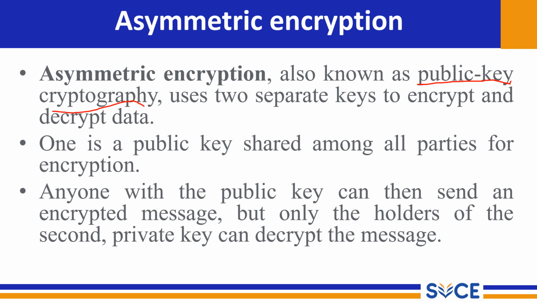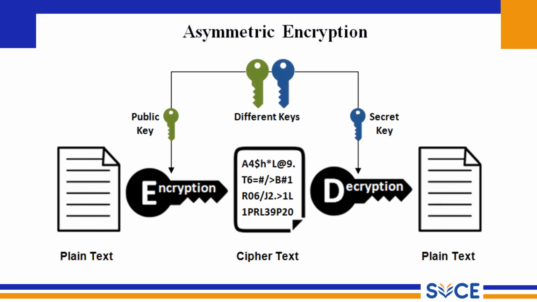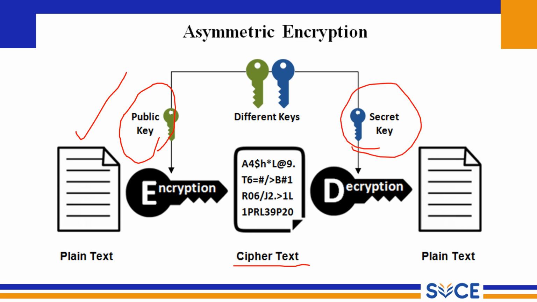If you see the diagrammatic representation of asymmetric encryption, here also we use plain text, and using a public key for encryption we get ciphertext. You can see different keys by means of which the ciphertext is produced. On the decryption side, a secret key or private key is used. So two different keys are used, and it is decrypted, and then the original plain text is produced at the receiver side. This is what we call asymmetric encryption.